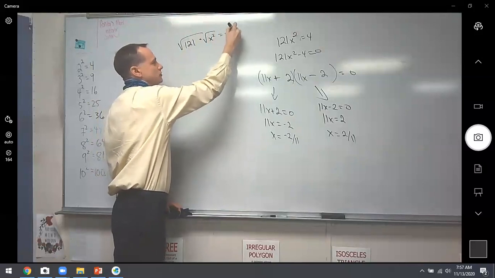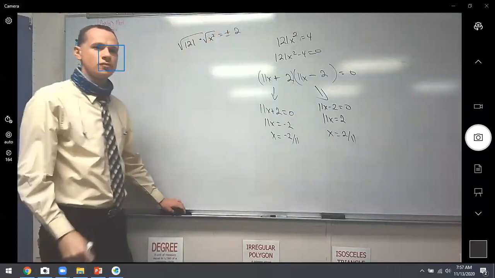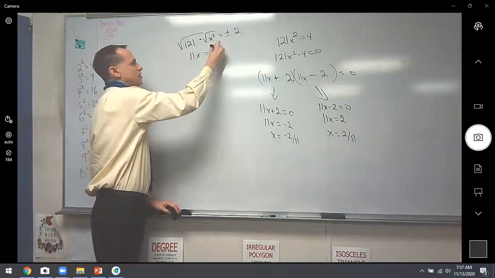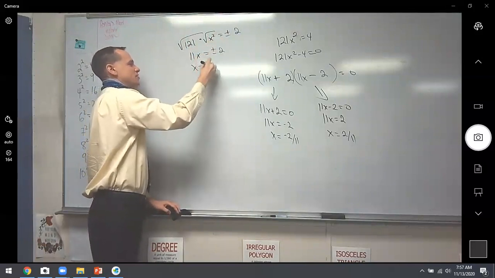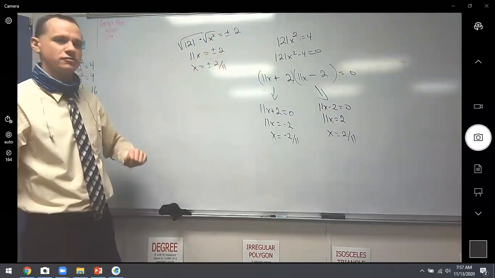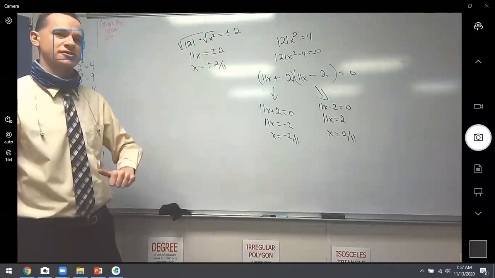And on this side, square root of 4 is just what, 2? Right? And that's what, 11? So 11x is plus or minus 2, so x is plus or minus 2 over 11. That's a little more elegant. That's fine too. Doesn't really matter as long as you get to the answer, correct?